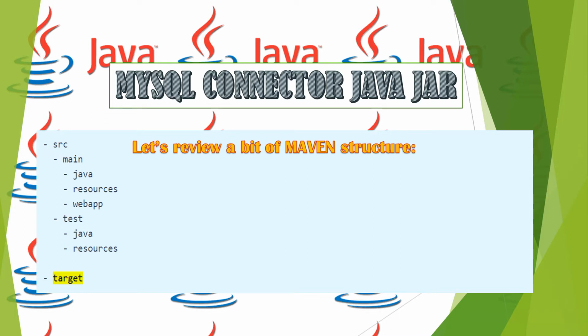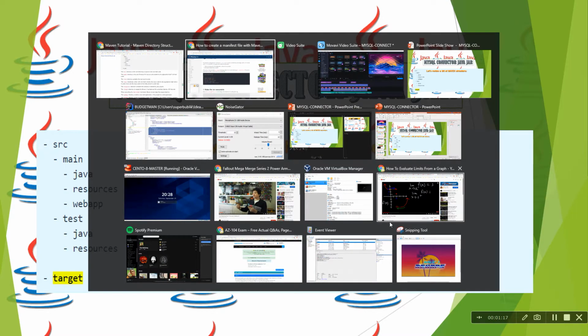The resources directory contains the resources needed by your project. The web app directory contains the Java web application, if the project is a web application. The web app directory is the root directory of the web application, and it contains the WEB-INF directory. This is a resume of how your project would look and what's happening. So let's go take a look.